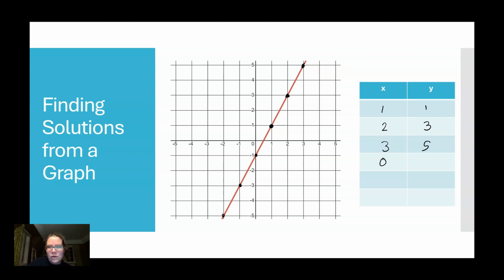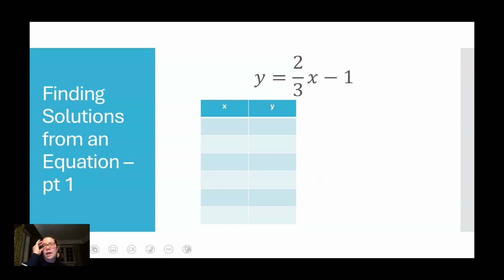What's that? 0, -1, -1, -3, -2, -5. So that's how I find solutions straight from the graph. If you are just asked to find solutions, you have no graph and no table, you're just starting with the equation, you can just pick a number for x or for y, plug it in, and see what the other coordinate is. So let's do that here.